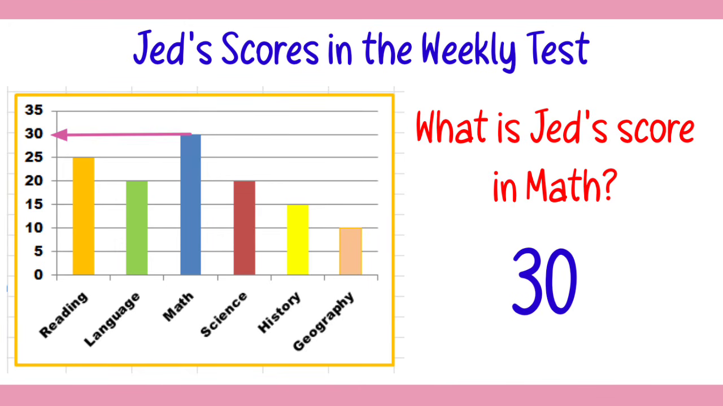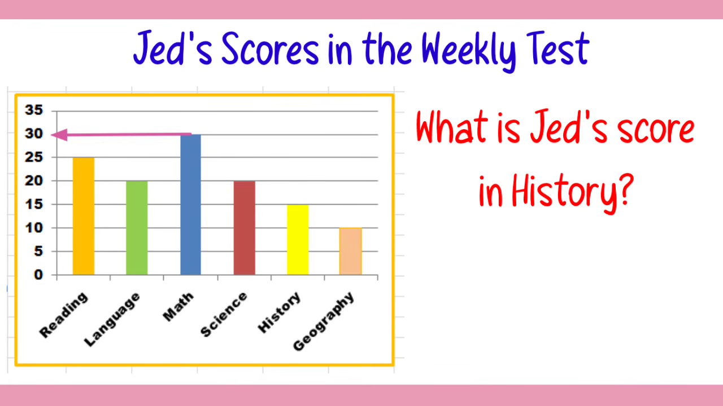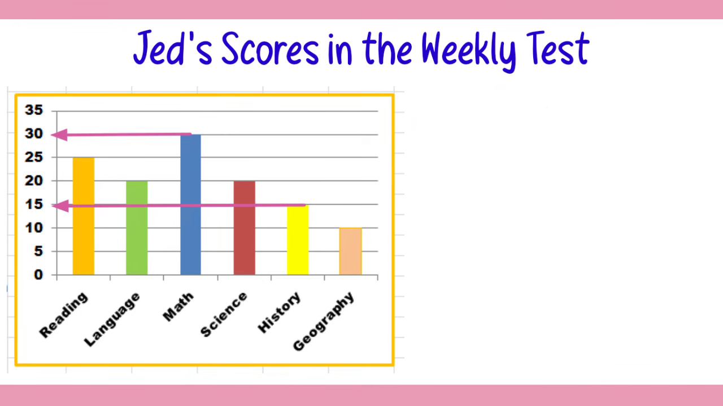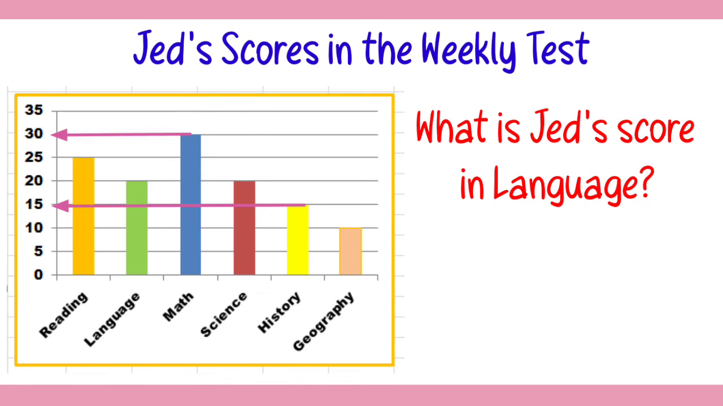A perfect score. Wow! Next, what is JED's score in history? Here's the rectangular bar representing history. And its value is 15. This means that JED's score in their history test is 15. Next, what is JED's score in language? The bar for language is this. And its value is 20. So, JED's score in their language test is 20.